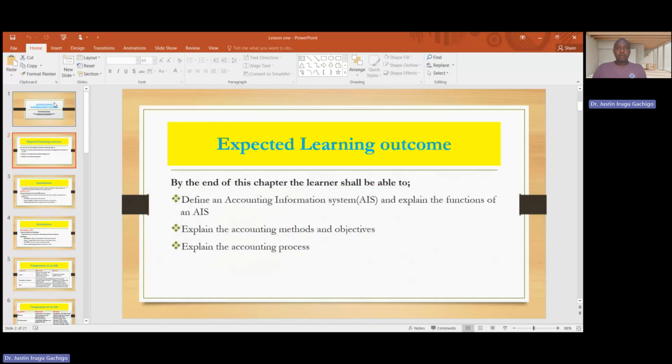So we are going to begin by familiarizing ourselves with the expected learning outcomes. What are we supposed to achieve by the end of this class? Number one, you're supposed to be able to define an accounting information system and explain the functions of an accounting information system. The second one, you're supposed to explain the accounting methods and objectives. Number three, you're supposed to explain the accounting processes.